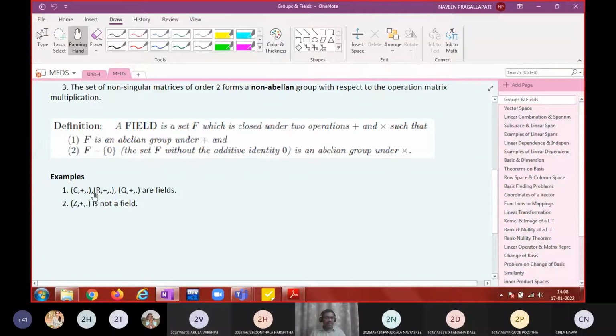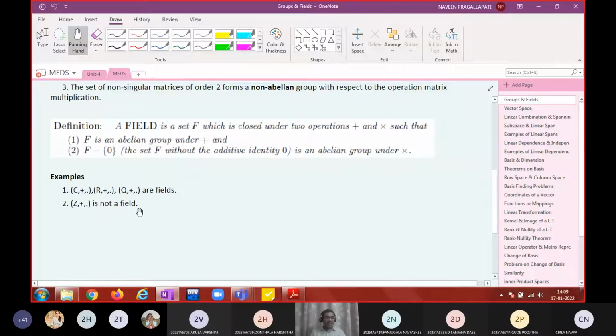And you can see some examples of fields, like the set of complex numbers with respect to addition and multiplication of complex numbers, the set of real numbers with respect to addition and multiplication of real numbers, and the set of rational numbers with respect to addition and multiplication of rational numbers. These are all examples of a field. They will satisfy these two conditions.